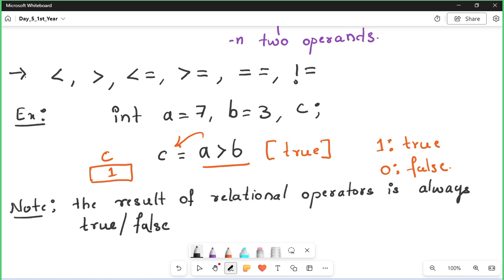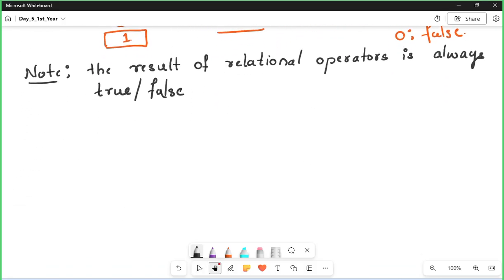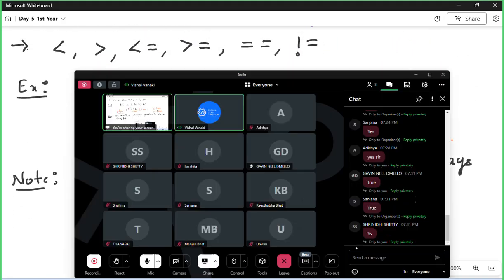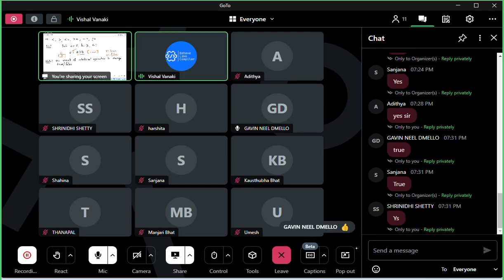Okay, next. Are you clear on these relational operators? Okay, very good.